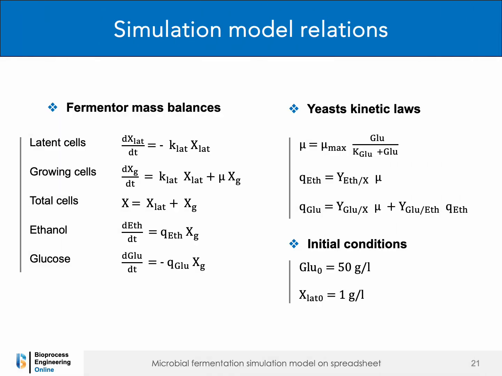In summary, the constructed simulation model of the yeast growth in the batch fermenter entails the instantaneous mass balances for the fermentation components and the postulated kinetic laws of yeast growth, ethanol production, and glucose consumption. The measured yeast concentration X is the sum of the latent X_lat and growing cells Xg. When the kinetic laws are introduced in the mass balance relations, one obtains the set of differential equations representing the time variations of the yeast, ethanol, and glucose concentrations during the batch fermentation, starting from the initial glucose concentration GLU0 and latent cells concentration XLAT0.